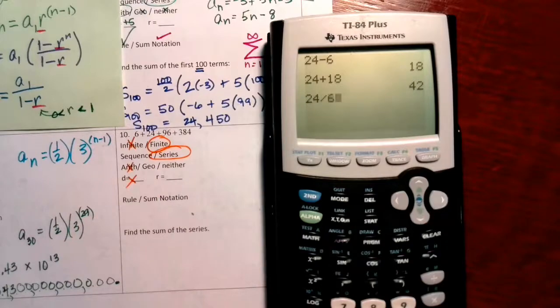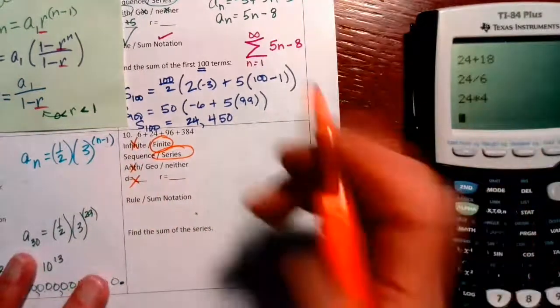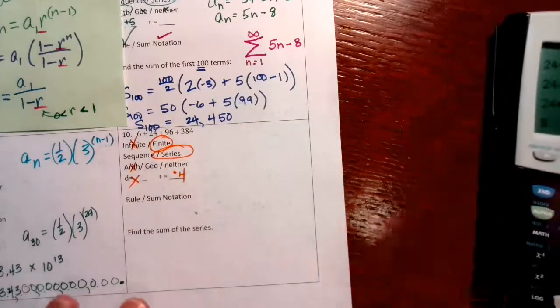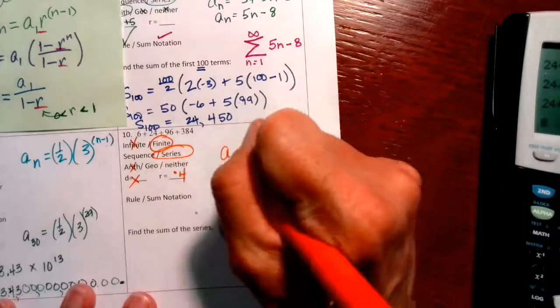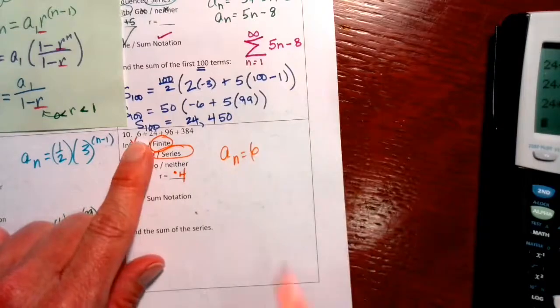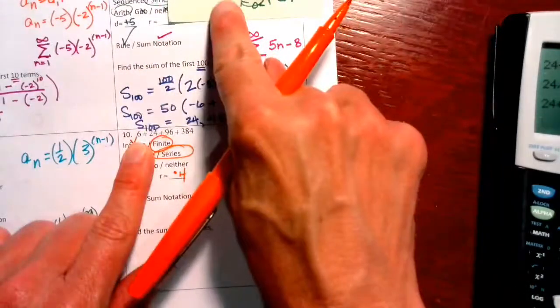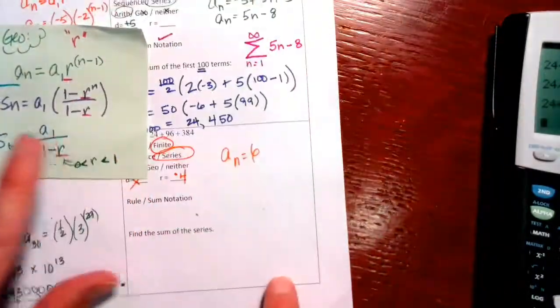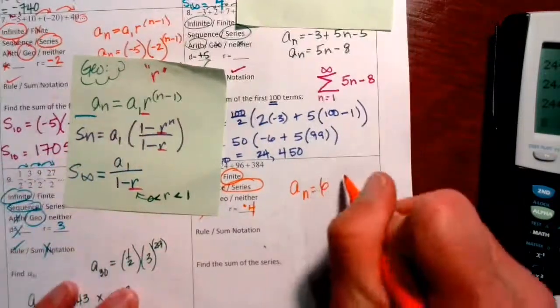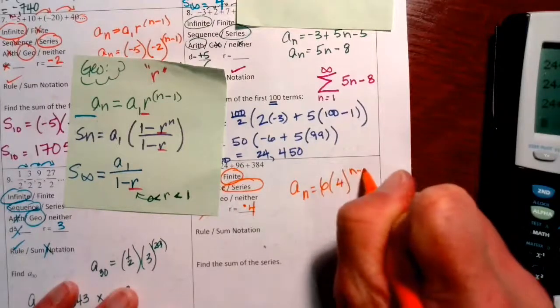So 24 divided by 6 is 4. All right, let's see, 24 times 4 is 96. So it looks like my ratio is times 4. All right, let's write the rule. Any number is going to be equal to my first term, which is 6. Here's my post-it. Make sure you can see it. There we go. 6 is my first term times my ratio, which is 4, to the n minus 1 power.